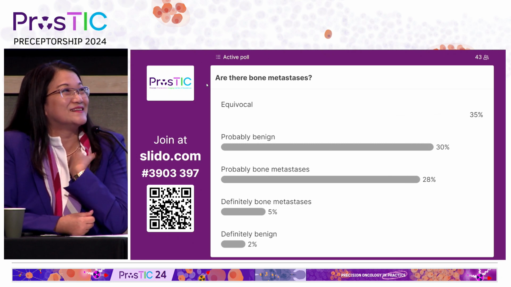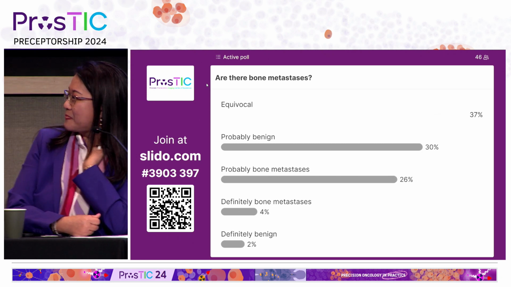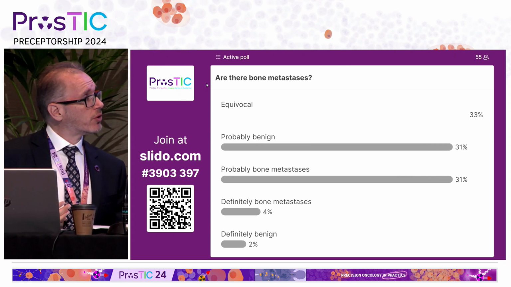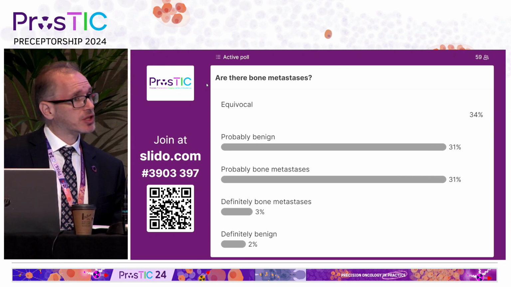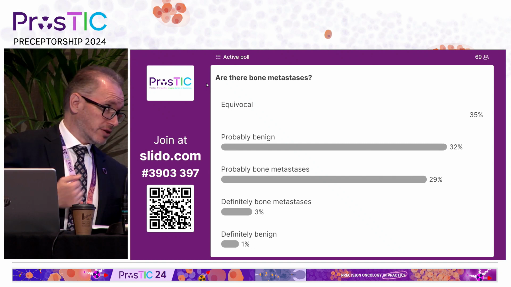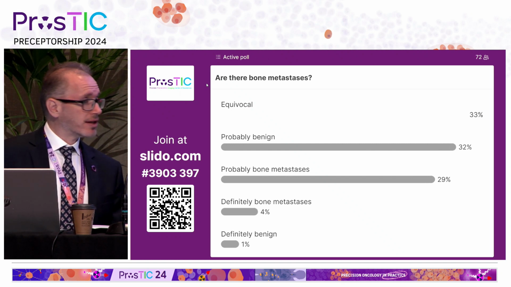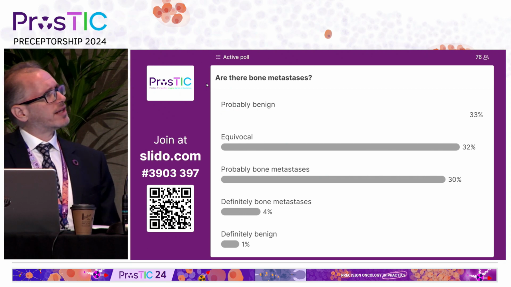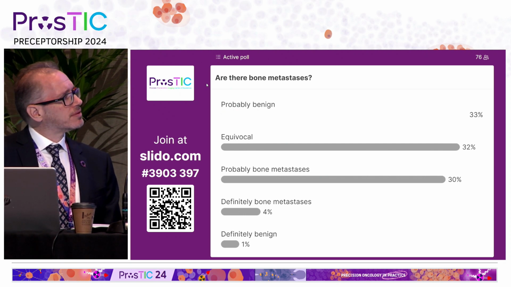But this is quite a typical scenario. This was an external PSMA PET confidently reporting multiple bone metastases, comes to the MDT, we review it, including the low-dose CT component, which is very important, and we see something that doesn't quite add up.